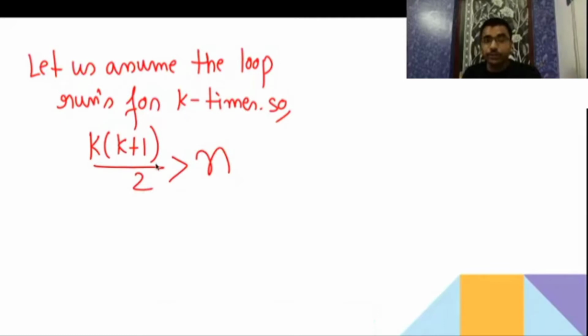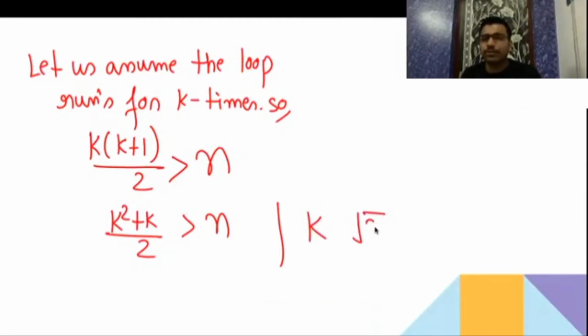I have told you that we are going to find it asymptotically, not the exact value. It's like k square plus k by 2. So you can remove the constants like 2 and all these things. If you find the k value asymptotically, it is going to be root n, because it's k square, so it is going to be root n.